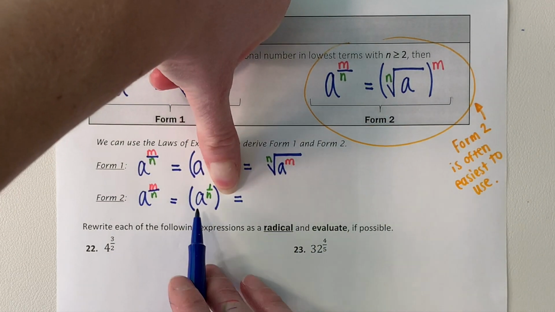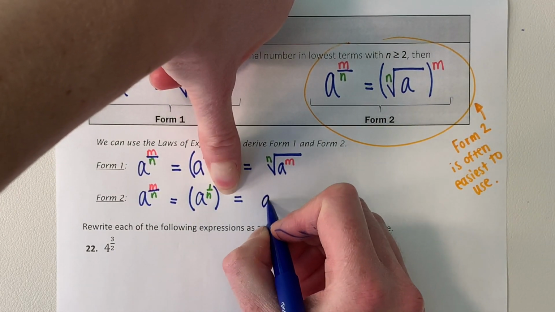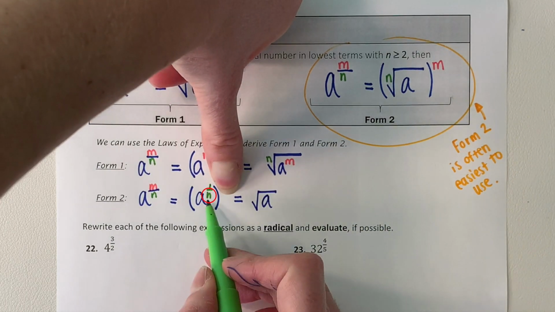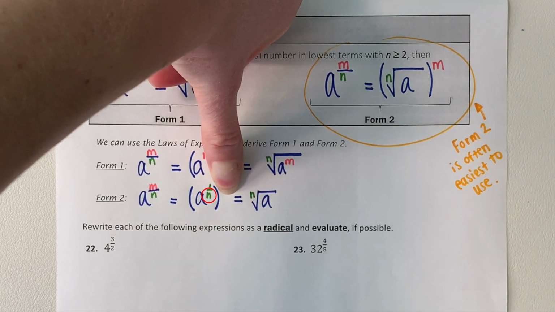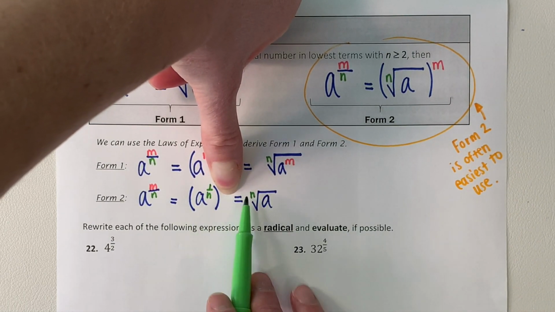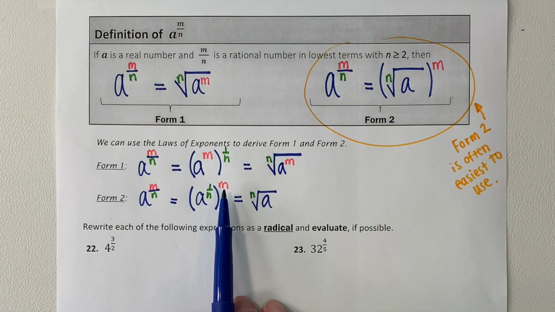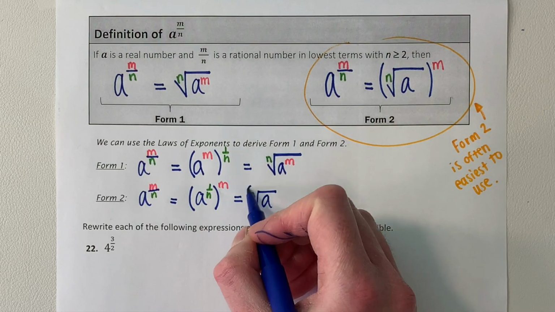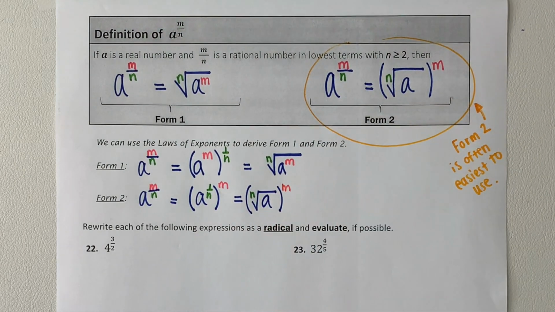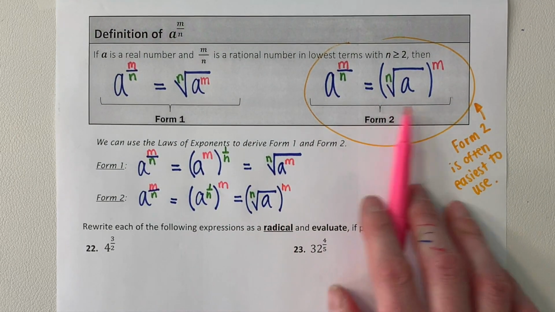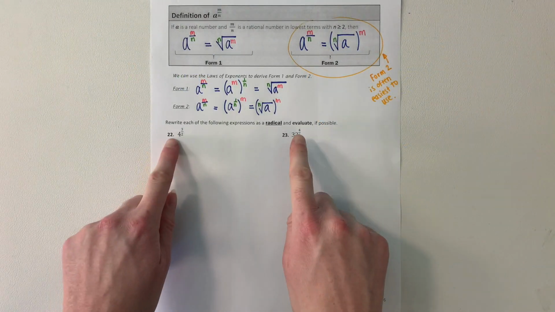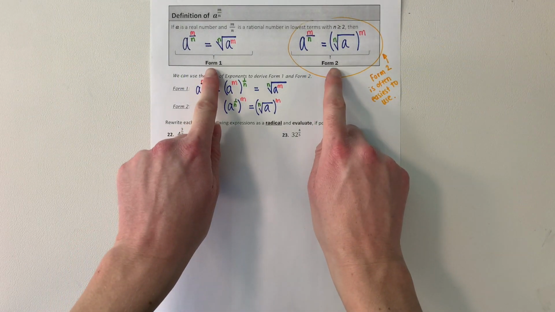We can rewrite a to the 1 over n by putting a underneath the radical, and this denominator n becomes our index. So we've rewritten a to the 1 over n as the nth root of a. Now, this is supposed to be raised to the m exponent, so we need to now raise this to the m exponent. And sure enough, we've now just derived form 2. Now let's try some examples where we practice using form 1 and form 2.